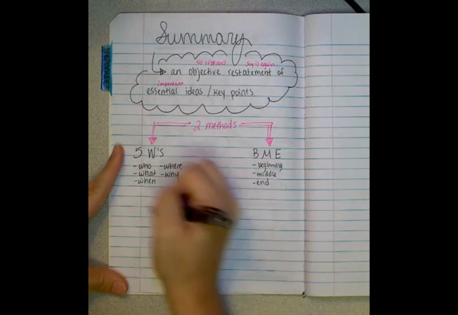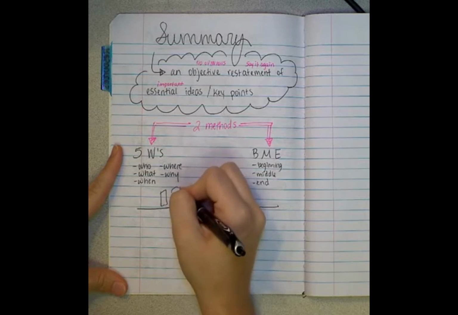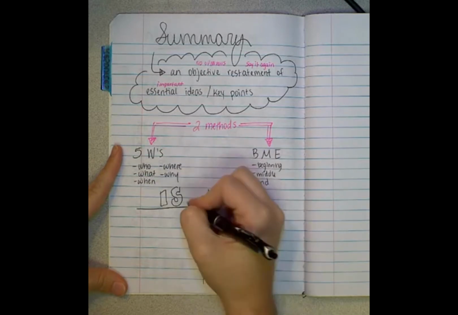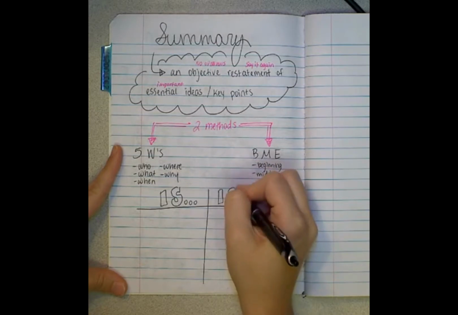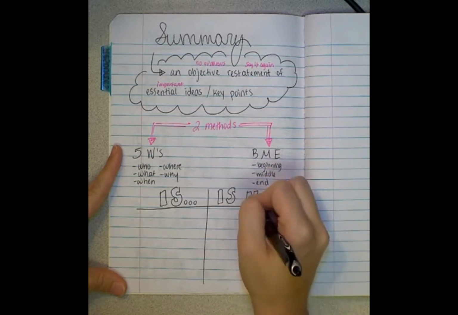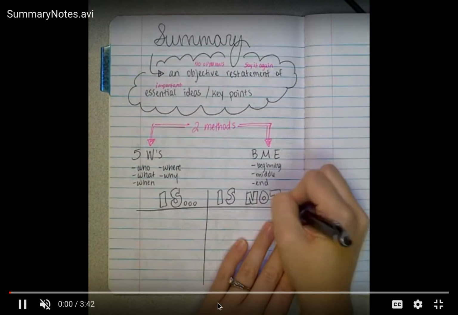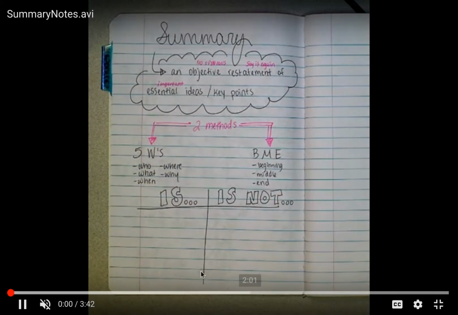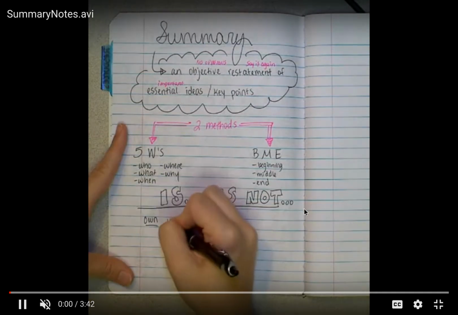Now, whichever method you use for fiction or nonfiction, we're going to make a little chart here for what a summary is and what a summary is not. When you see multiple choice questions about summaries, you can eliminate some of the answers if you see some things that are not supposed to be there. So looking at this box right here is really going to be helpful on the quiz tomorrow.